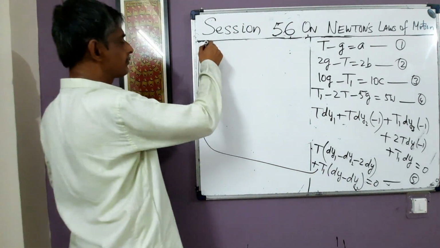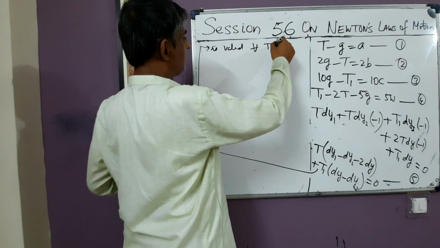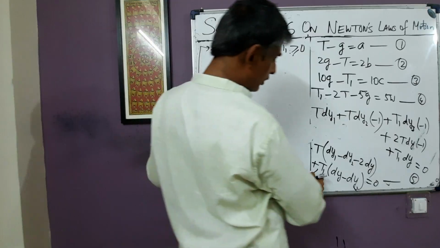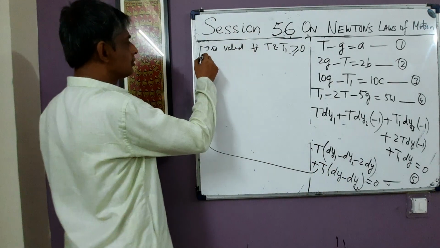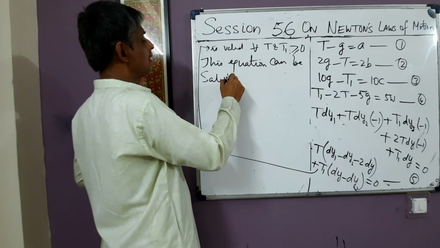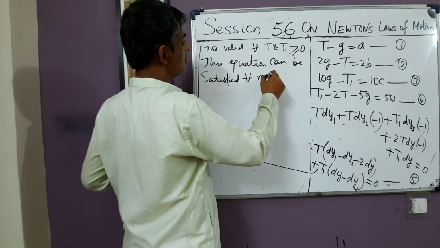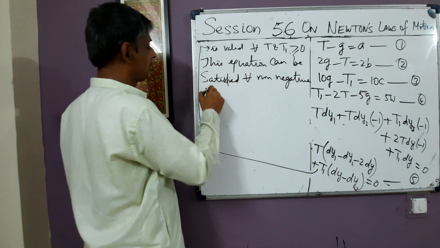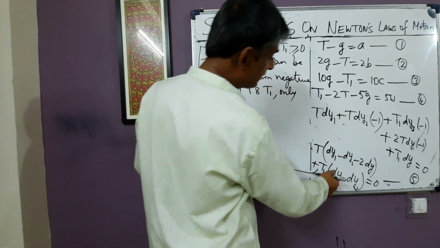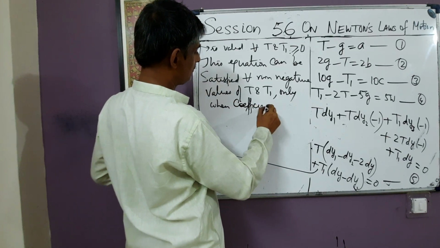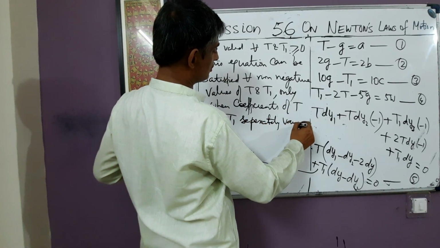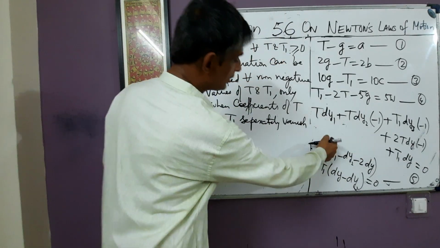So this constraint relation is valid for all T and T1 more than or equal to 0. Since it is valid for all non-negative values of T and T1, this equation can be satisfied only when the coefficients of T and T1 separately vanish. So the coefficient of T is 0. This is the coefficient of T.